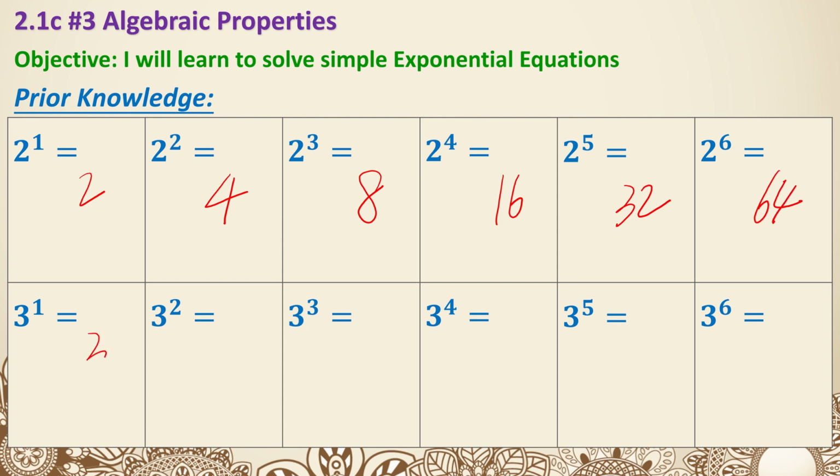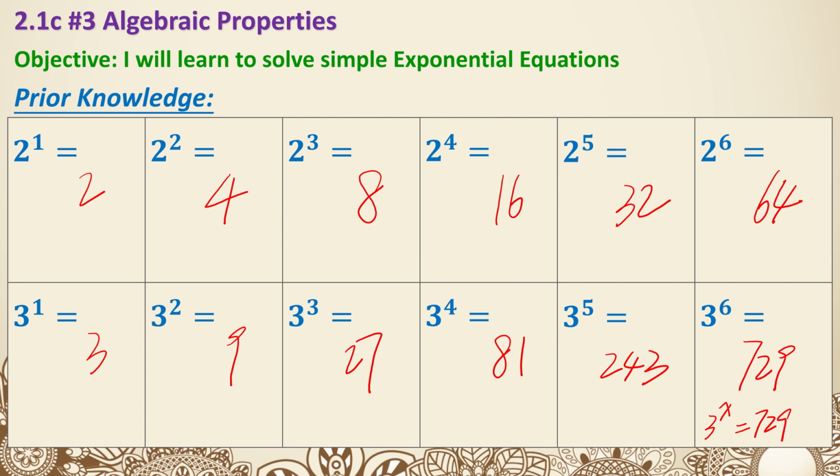And 3 to the first power is 3, 3 to the second power is 9, 3 to the third power, multiplied by another 3, is 27, multiplied by another 3 is 3 to the fourth power, which is 81, times another 3 is 243, and times another 3 is 729. So basically that means if you have 3 to the x power equals 729, this x has to be the 6th power because this is the only option.